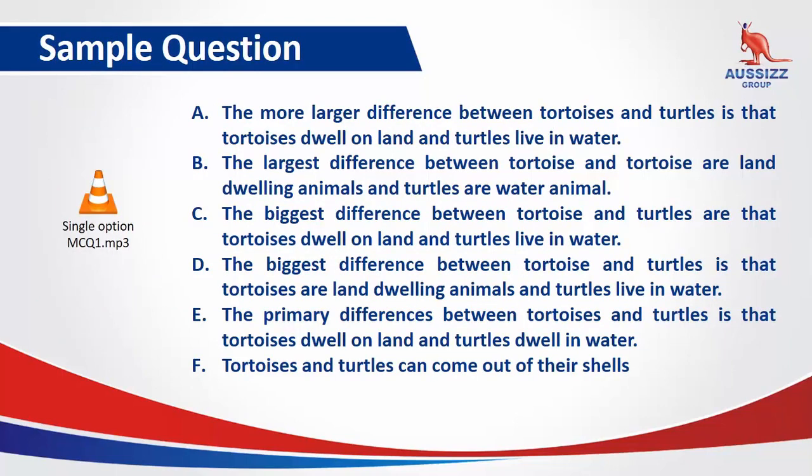Now let's go over a sample question. What we are going to be doing is looking for the correct answer that is true from the speaker. Briefly looking over the answers, we have: the large difference between tortoises and turtles is that tortoises dwell on land and turtles live in water. From this, we are looking for both the correct grammatical sentence as well as the correct statement. So, shall we listen?